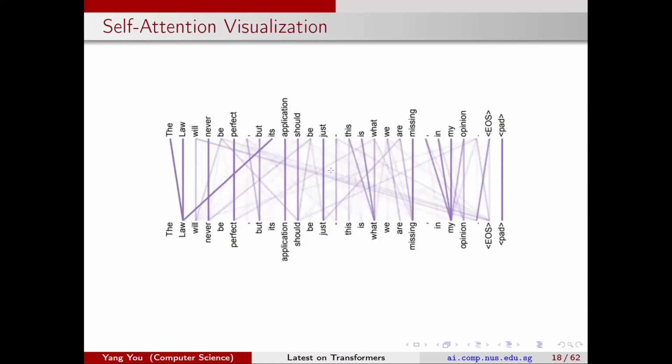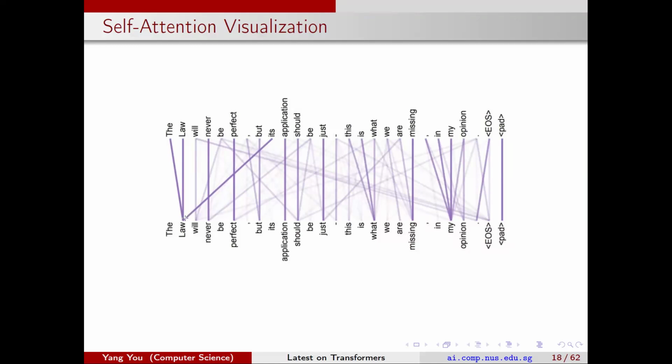Let me give you a visualization for self attention. Here is our input sequence: the law will never be perfect, but its application should be just. This is what we are missing in our input. So end of sentence, also padding. You see here, they also have padding to make each sequence the same length.